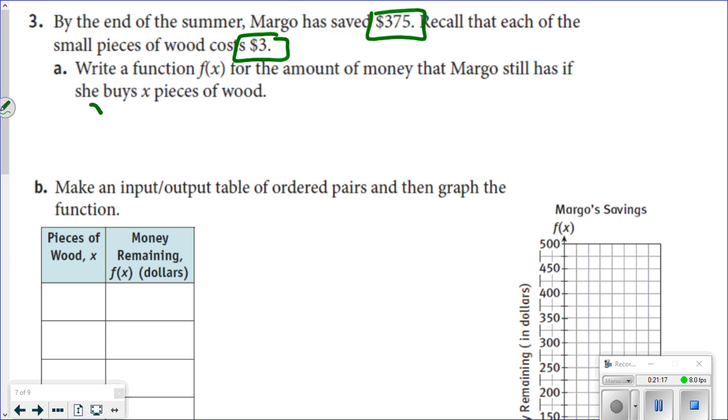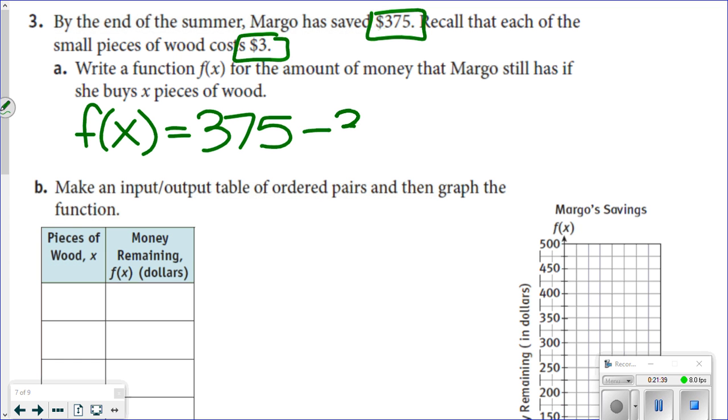So every function starts with f of x. That's back from activity 5 in first trimester. And our total amount of money that she has is $375 minus 3x. Why is it minus 3x or subtract 3x or negative 3x? Because she's buying pieces of wood, right? She's losing money.